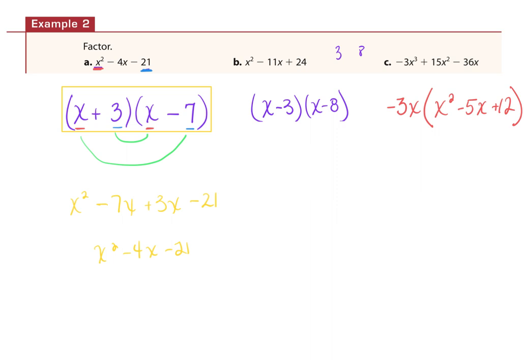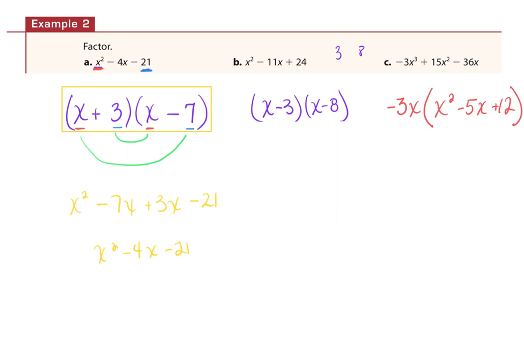I then want to see, can I factor it any more? Because there are times when you could potentially unfoil this guy. So if I were going to unfoil him, I would have to find factors of 12 that multiply to give me positive 12 and add to give me -5.